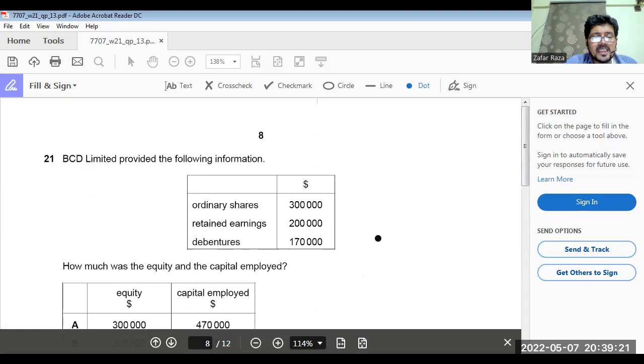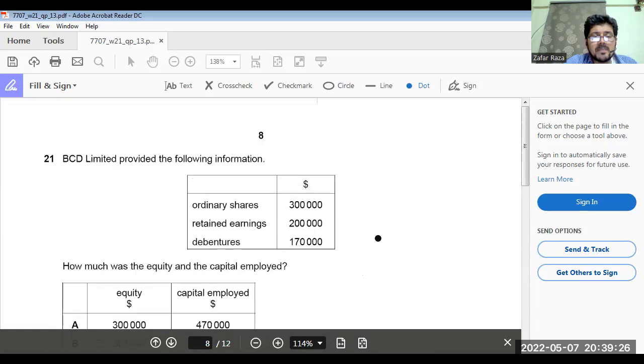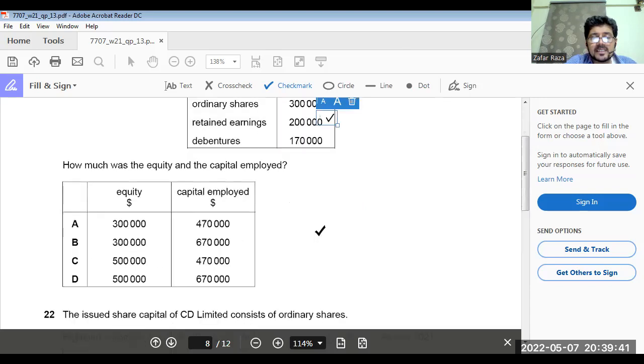Ordinary share capital, retained earnings, and debentures. Okay. Equity and capital employed. When you calculate equity, you have to include these two items of equity. So equity is $500,000. It means the answer could be C or D.